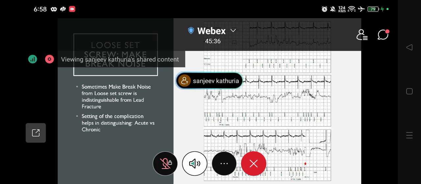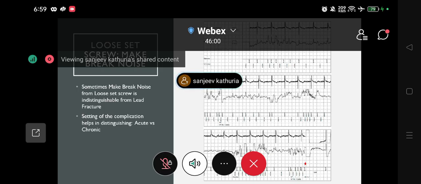So most important, make-break noise. See, make noise here, as I told you. Going everything fine, but it's breaking. Again going fine, again breaking, because there is intermittent contact of the lead with the ICD. So sensing is working; when there is no contact, it doesn't know. Let me show you more examples.